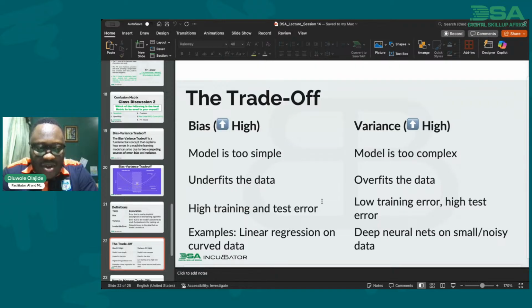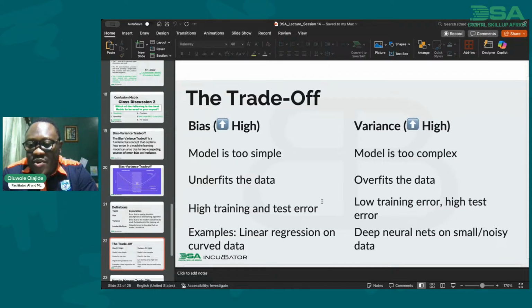Then an example is a linear regression on curve data. You can see it will give you a problem. You can't use a linear regression for curve data. What you should be using here is what? A logistic regression, or maybe a support vector machine.